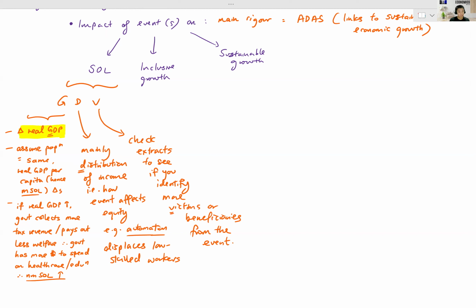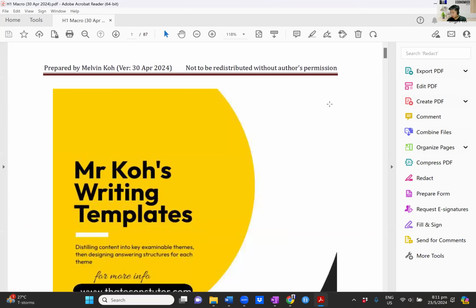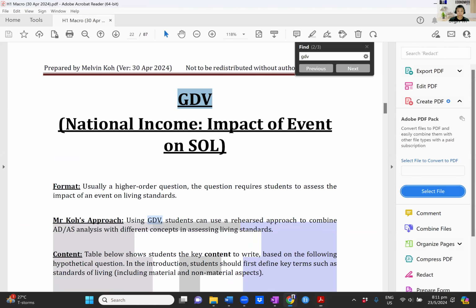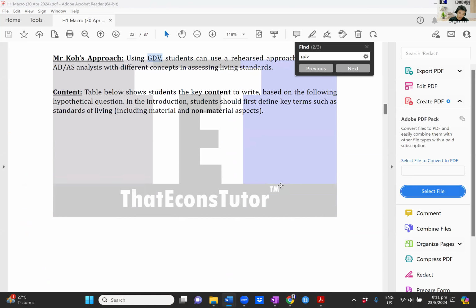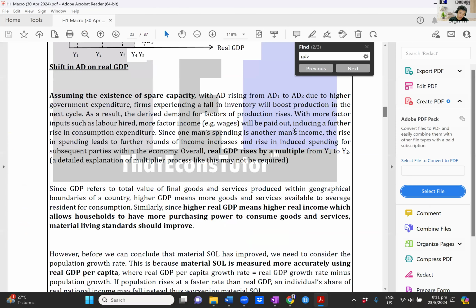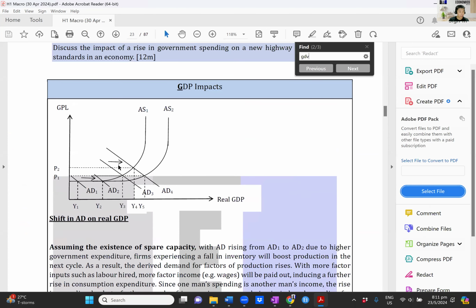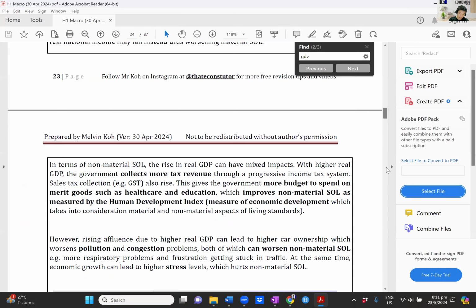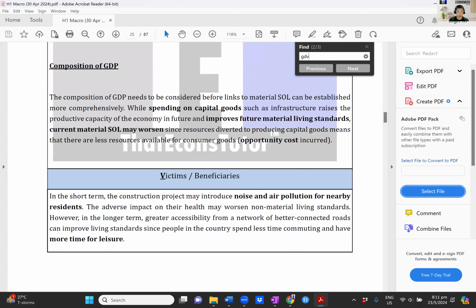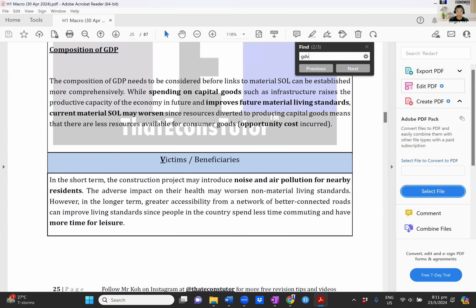Is anyone still copying? Okay, anyway, in the macro console notes, if I show you the console notes here, GDP, impact of an event on living standards, okay, impact of an event on standard of living, so they're all here. G, okay, what to address under G: AD-AS diagram. Then D, distribution. If you have time, composition, but mainly distribution. Then last one, victims, beneficiaries. Okay, look at the event.